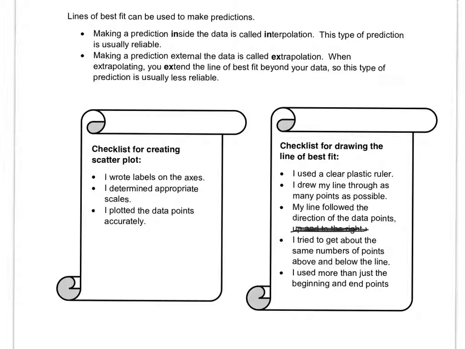Here, you want to use a plastic ruler if at all possible. If not, you're going to want to turn your ruler on the side to draw the line. Did you draw your line through as many points as possible? Did your line follow the direction of the points? Did you try to get about the same number of points above and below your line that you drew? And did you use more than just the beginning and the end points? So once you've drawn a line of best fit, just go through this checklist to make sure it's the best possible line that you could have drawn.